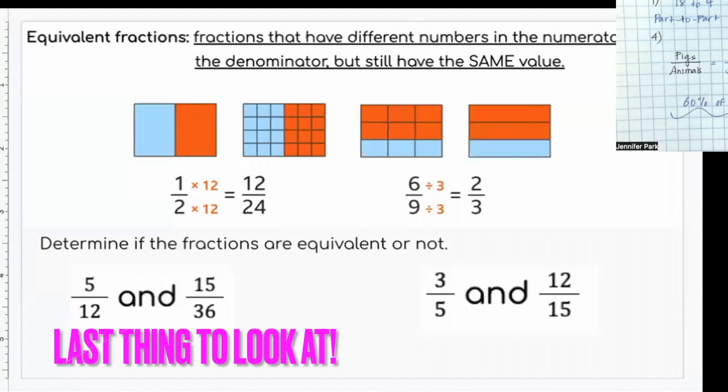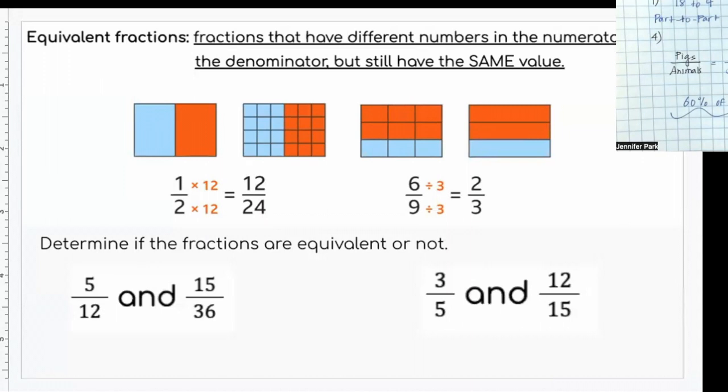All right, so we're almost done with this lesson, but let's look at something real quick. You do not have to write this down, okay? As we do this ratio, we're going to talk about something called equivalent fractions. Equivalent fractions, you might have heard of this before. They are fractions that have different numbers in the numerator and denominator, but they are equal in value. They're the same. So for example, 1/2 is equivalent to 12 over 24. How do we know that they're the same? Well, that's because both numerator and denominator, you multiply them both by the same number. That's how you make equivalent fractions.